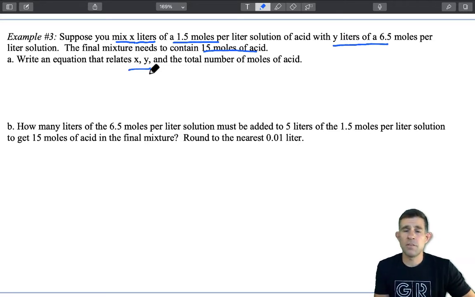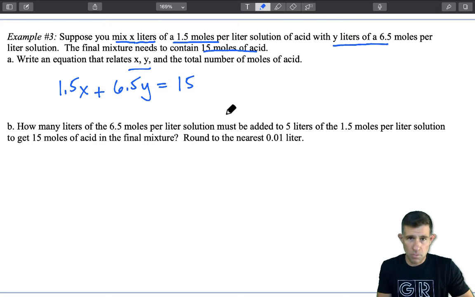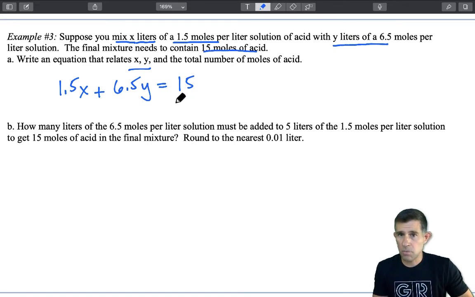So let's start off by writing an equation that relates X, Y, and the total number of moles of acid. So we have 1.5 times X, because that's how many moles per liter are in that X solution. We're going to combine that with 6.5Y, because that's how many moles of acid are in that solution, and it must equal a total of 15 moles of acid. All right, so here's our linear combination of solution X and solution Y, both with different concentrations of acid in them, but we're going to combine them to equal a total of 15 moles.